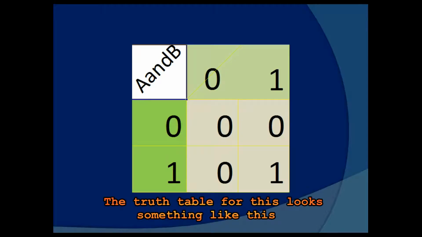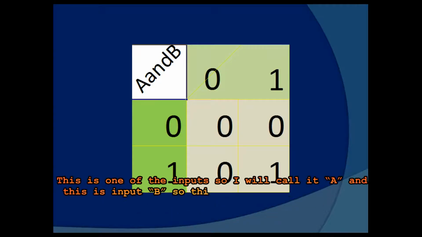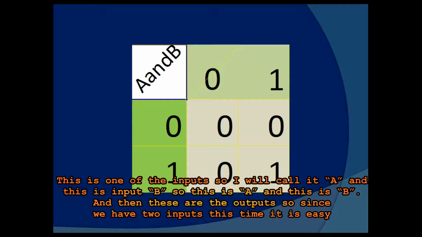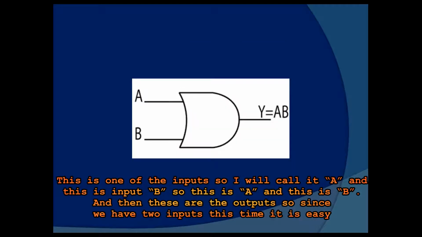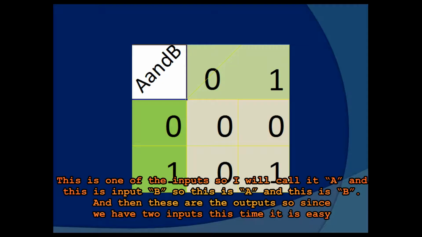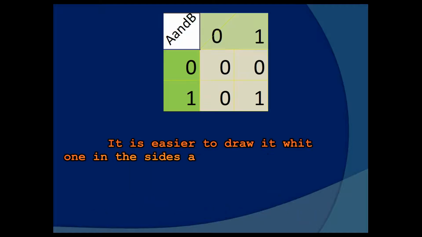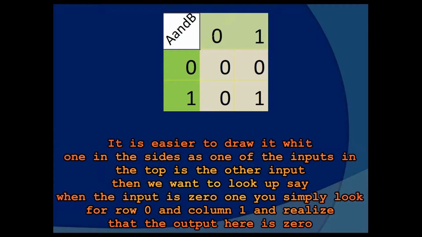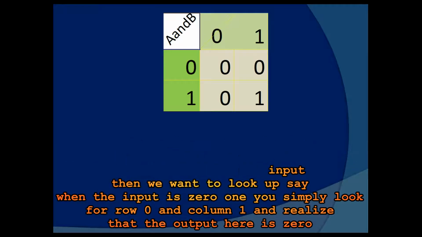The truth table for this looks something like this. This is one of the inputs, so I will call it A, and this is input B. And then these are the outputs. Since we have two inputs this time, it is easier to draw it with one input on the side and the other input on the top. Then say we want to look up when the input is 0 and 1. You simply look for row 0 and column 1 and realize that the output here is 0.